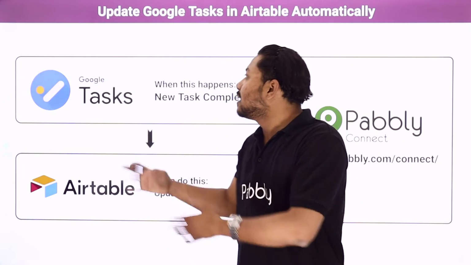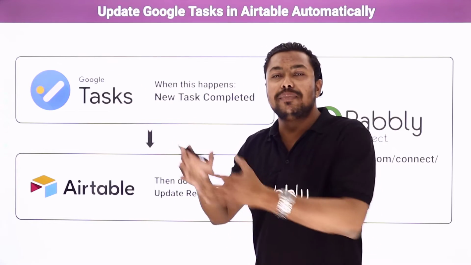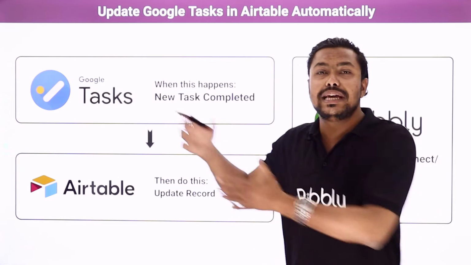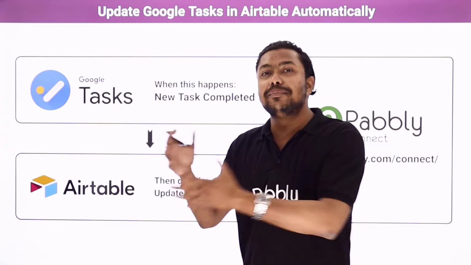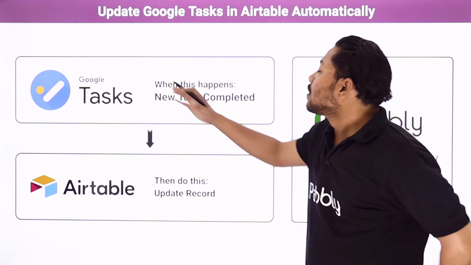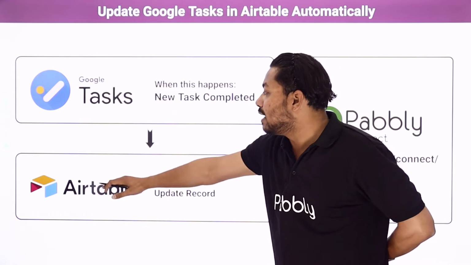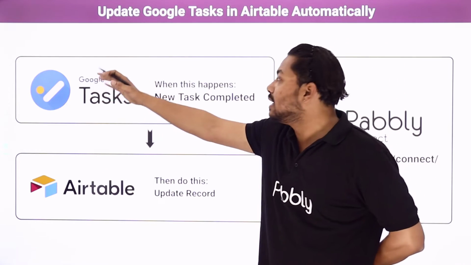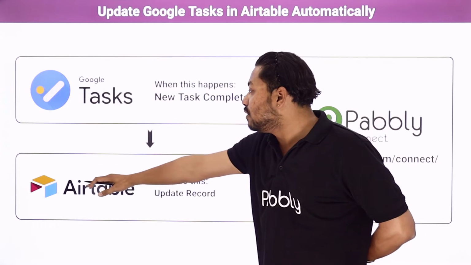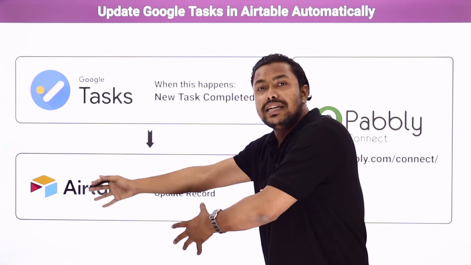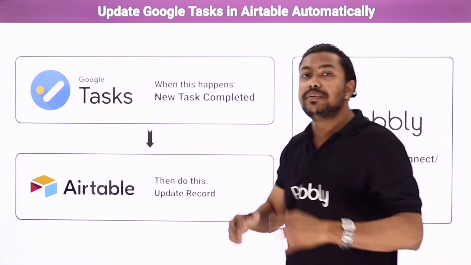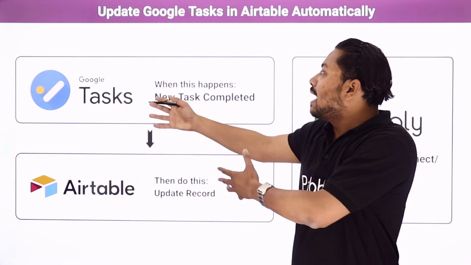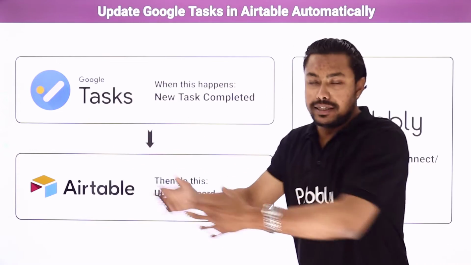Your team member can call you again and again and tell you that my task is completed, or he can message you, but you do not have the time to take the call, or you cannot check back the messages. So what you can do is connect your Google Tasks to Airtable, and whenever a task is completed or updated, an automatic update will be sent to your Airtable database and the record will be updated automatically. So you will know whether your people have done the tasks or not.